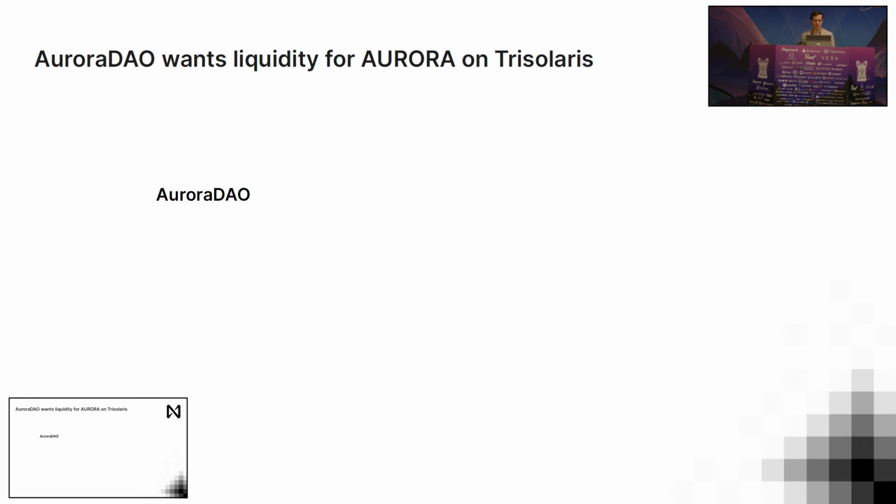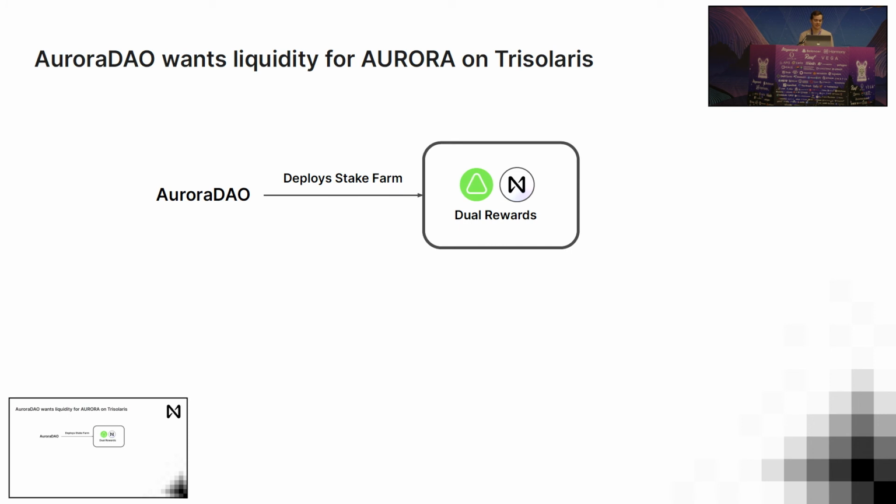Same scenario as before. We have the AuroraDAO. They want liquidity for Aurora on Trisolaris. So with the stake farm, they're going to deploy this, and essentially the deal they're going to make to your holders is we're going to give you dual rewards. Not only are you going to stake normally and get your staking rewards, we're also going to give you some Aurora tokens. Because what we're going to do is take the NEAR that you've staked, turn it into stNEAR, and then deploy it into our pool.